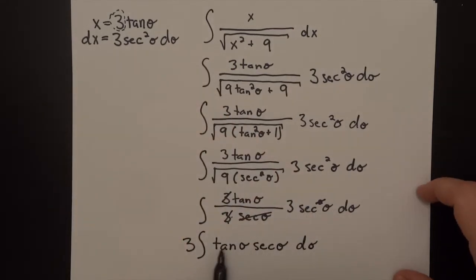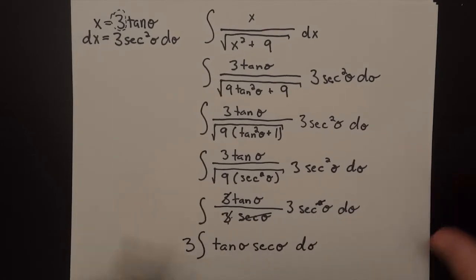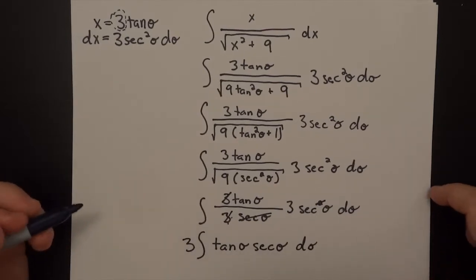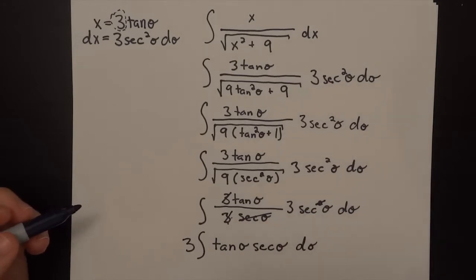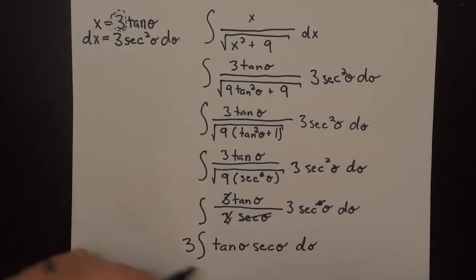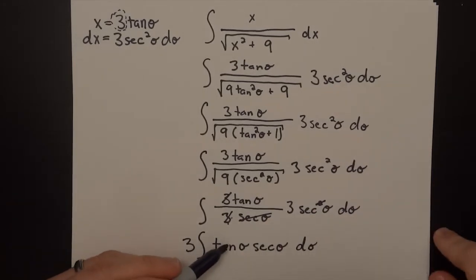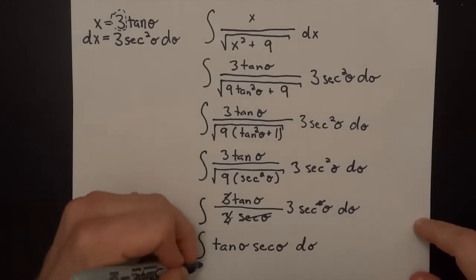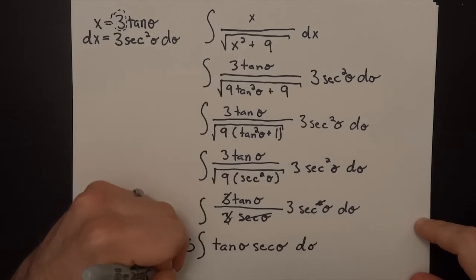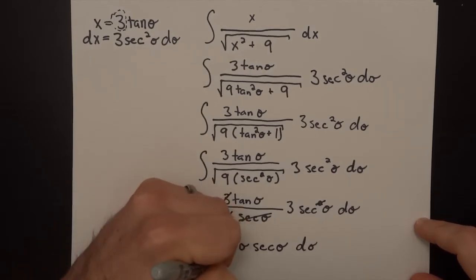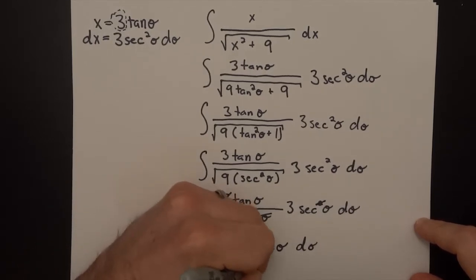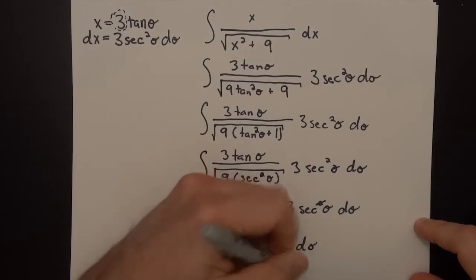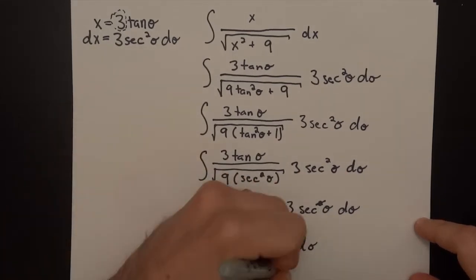Actually, I should have written that the other way. Secant of theta, tan of theta. Just so that it looks a little bit more like something you know. But either way, if you take the integral of secant of theta, tan of theta, that's just secant of theta, right? So that equals 3 secant theta, no d theta, plus c.